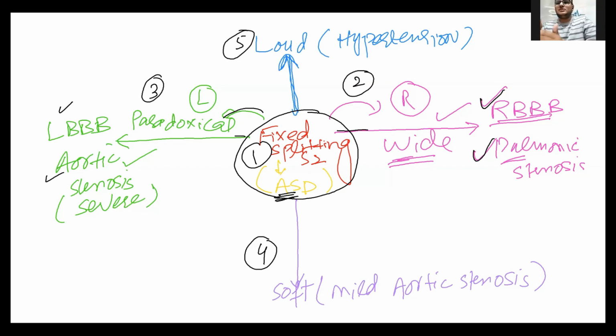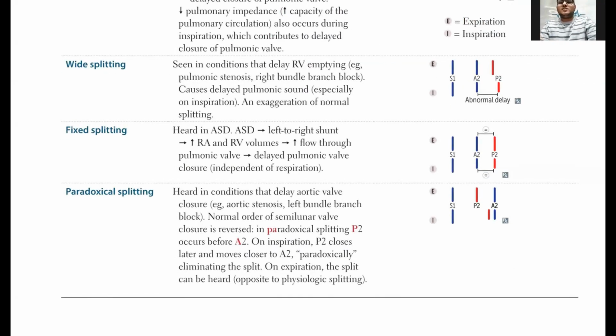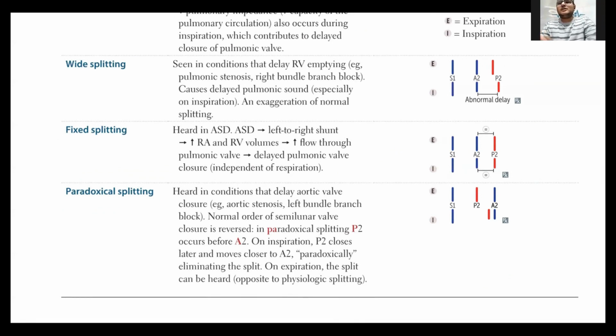What is the disease in which soft S2 occurs? Aortic stenosis. What is the disease in which there is a loud S2? That is hypertension. So this was our main and easy concept. Now we are going to our topic. A quick summary: wide splitting. Always remember, I will use the same color. We discussed the wide splitting with this color. Remember, it was on the right side. So what will be happening? It will happen in pulmonary stenosis and right bundle branch block. So what will happen? The wide splitting.